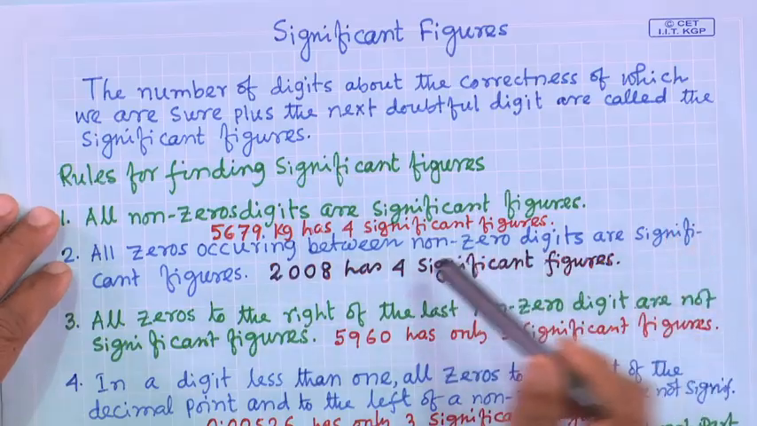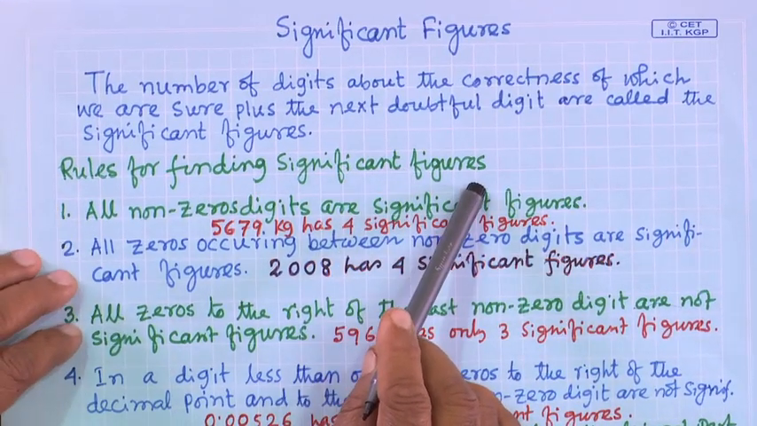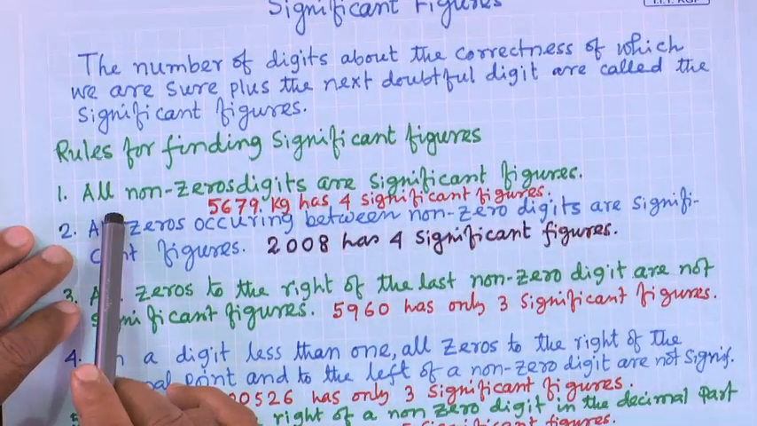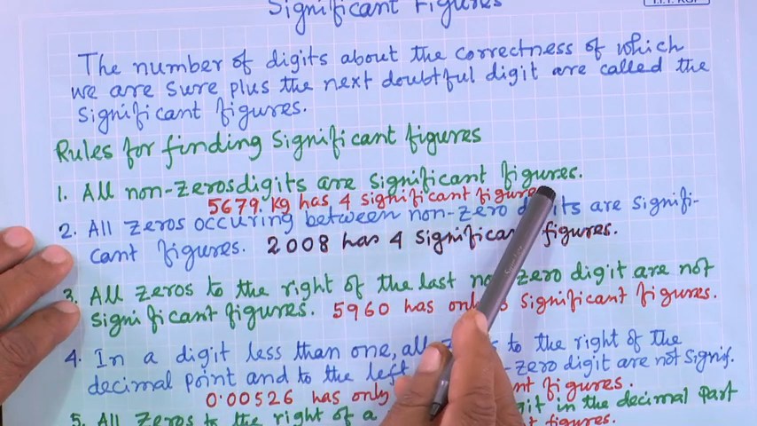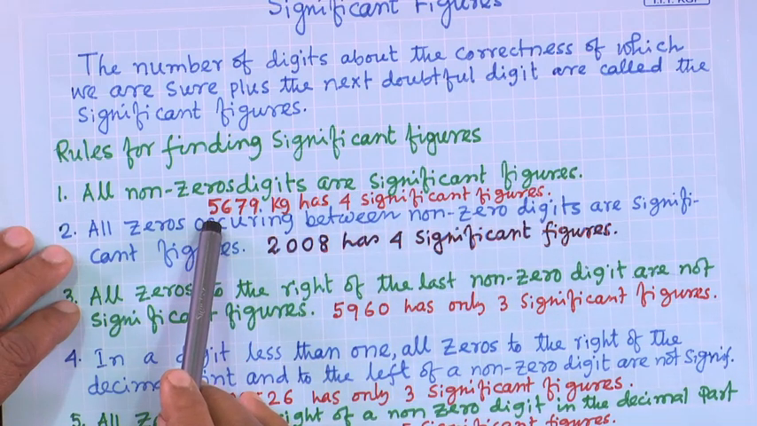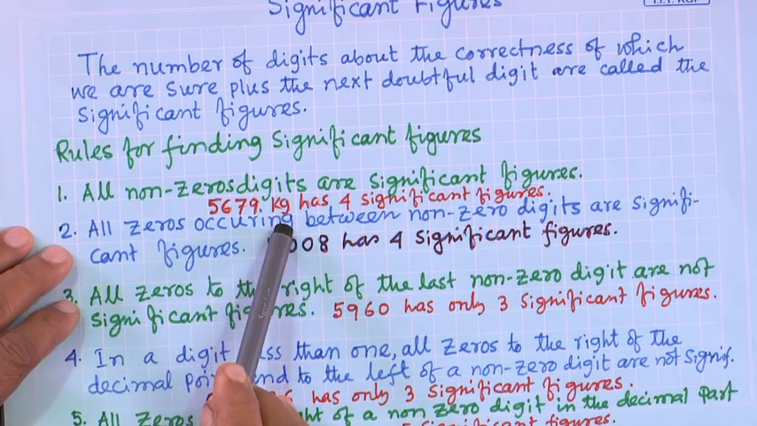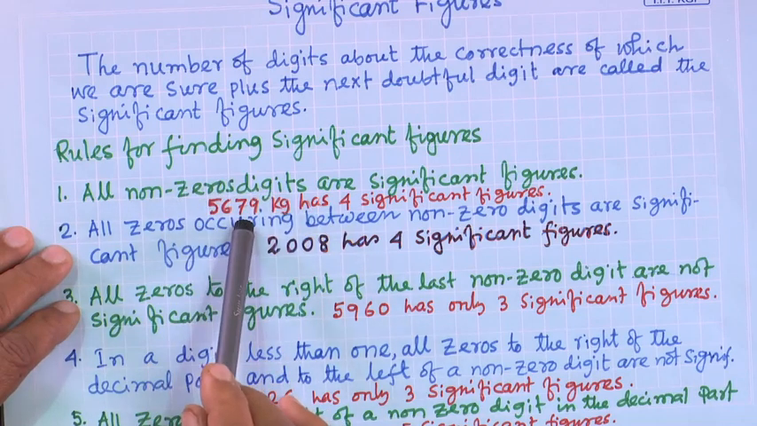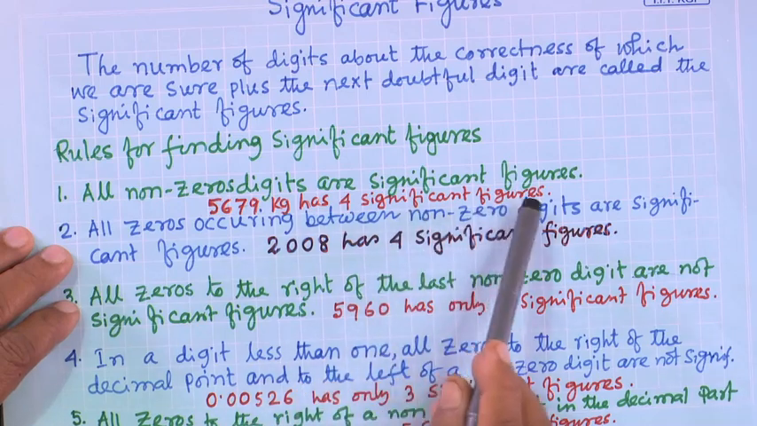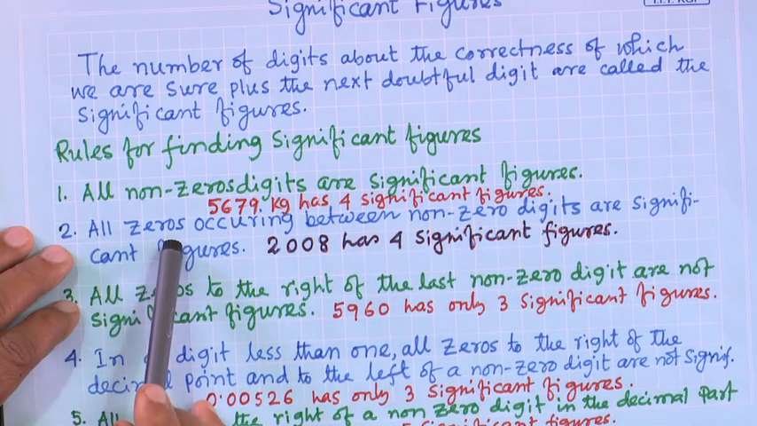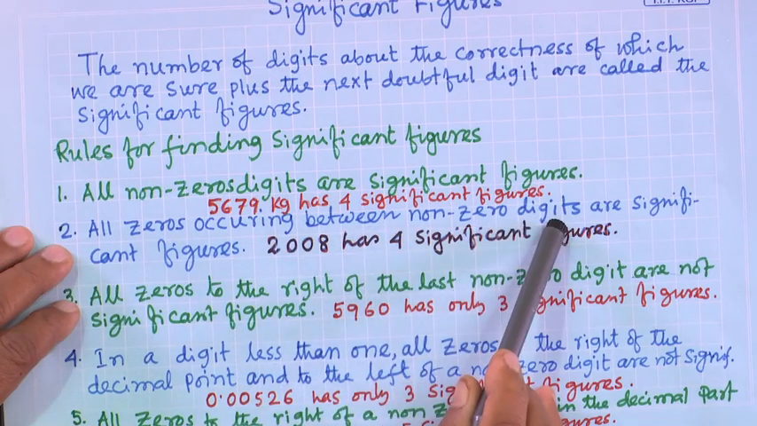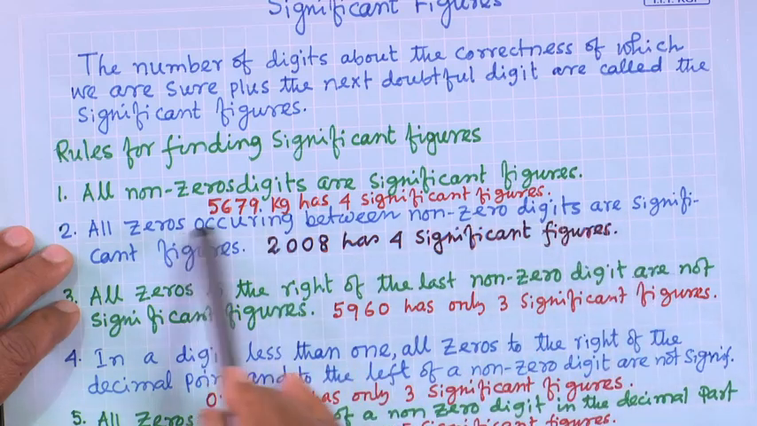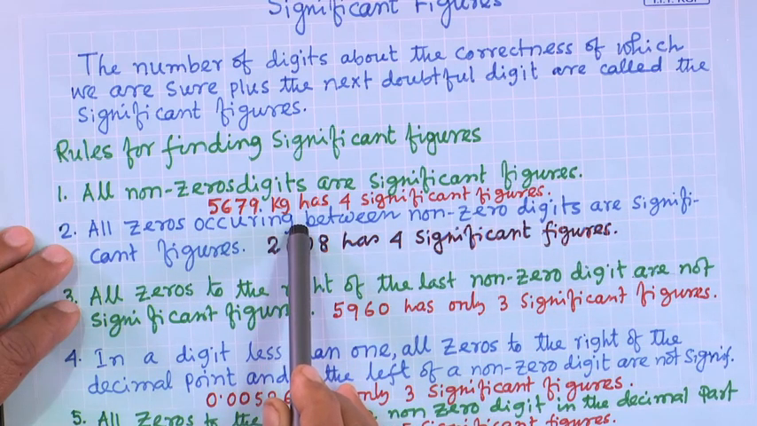Now, the rules for finding significant figures: first, all non-zero digits are significant figures. For example, this 5679 kg has 4 significant figures, right. Then the second rule is that all zeros occurring between non-zero digits are significant figures. Okay. What does it mean?